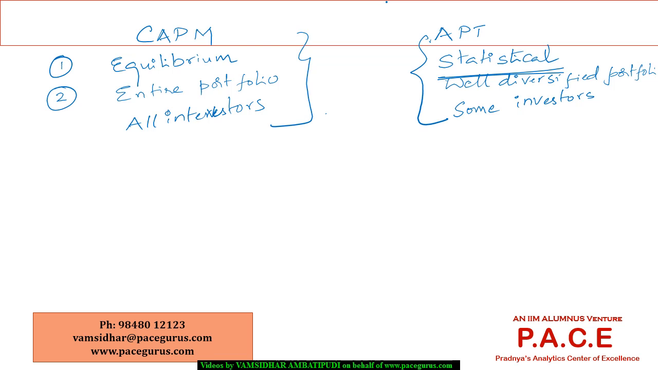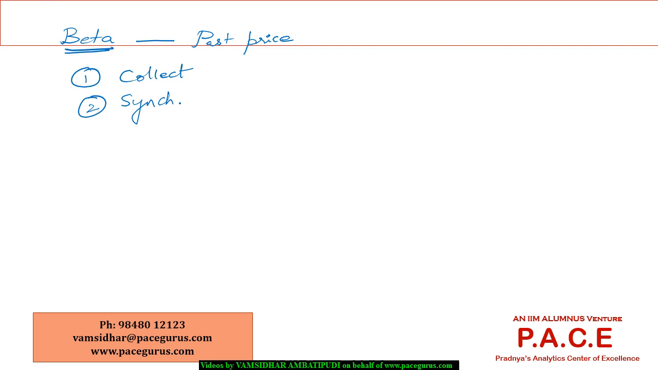So now let's get started. The first part is the beta estimation, and I can go with the beta estimation based on past price data. So we'll take the past price data. As an activity, first let's collect the data, and if required, do some kind of synchronization, because here I'll be collecting different kinds of data.